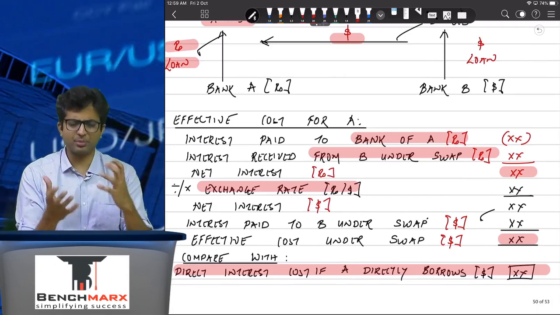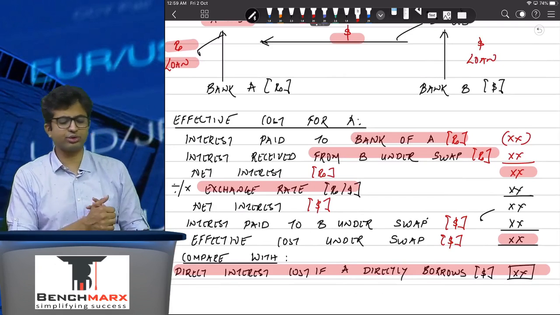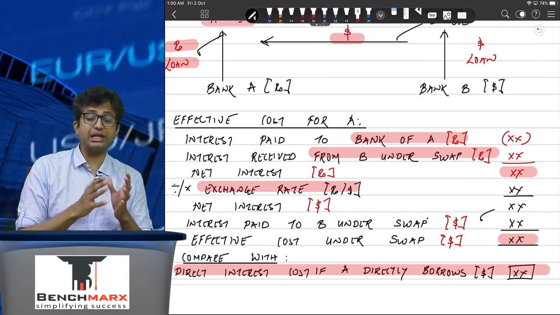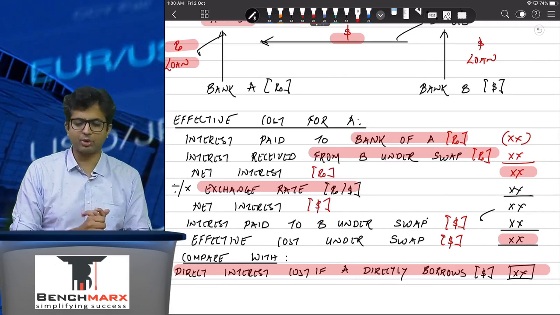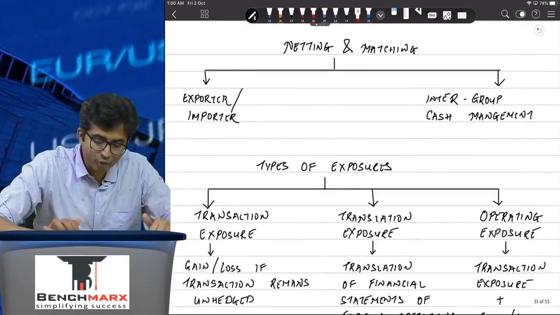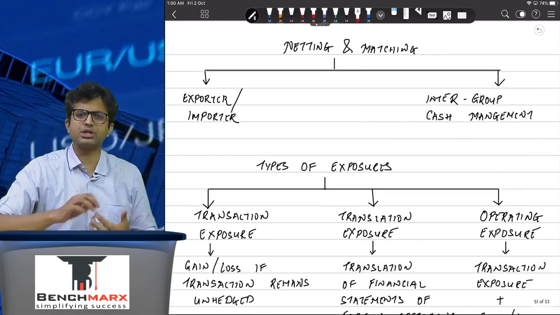We have not done a problem here. I mean, it is there in our main books, obviously you would have done that, but not done here. It's not as important. Swap in interest rate is more important, but it can come in currency also, so you have to follow this. There are a few other points in this chapter which I would want to discuss.